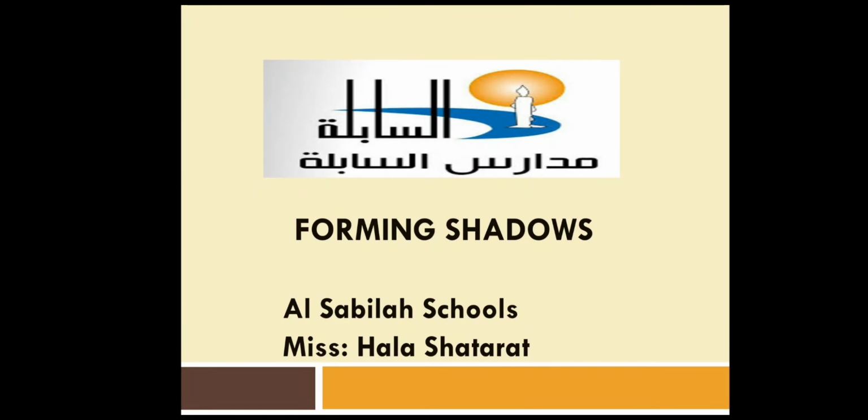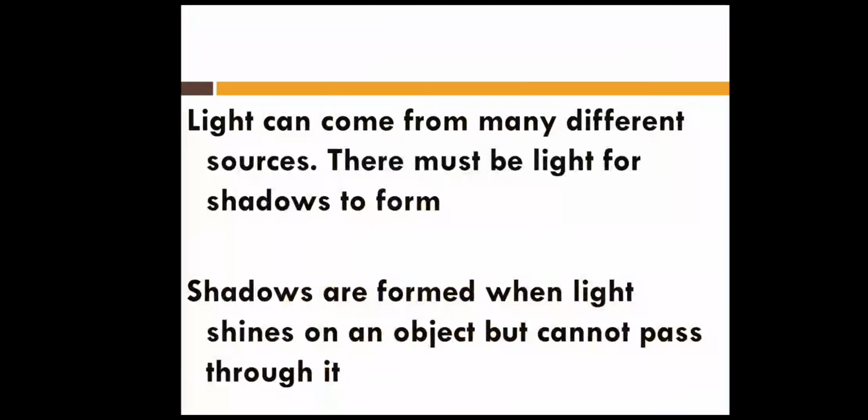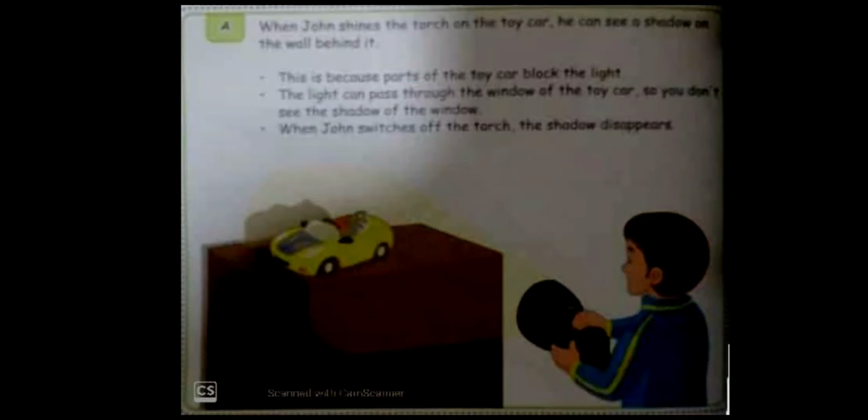Today we will talk about forming shadows. Shadows, which means ظلال. Light can come from many different sources. There must be light for shadows to form. Shadows are formed when light shines on an object but cannot pass through it.